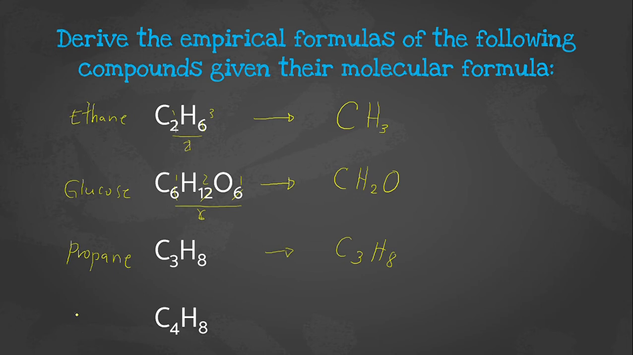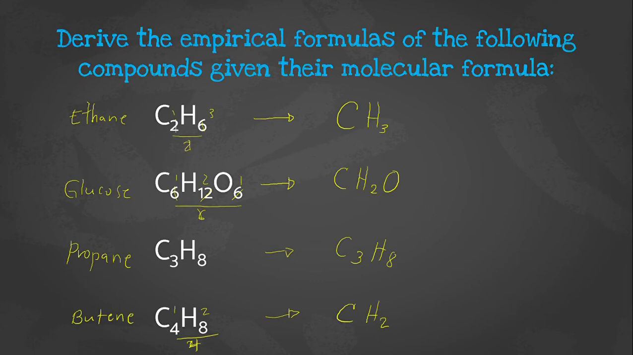H8, this is butene, or likely butene siya, or pwedeng cyclobutane. Well, hindi natin alam. Depende na lang sa kanyang structural formula. So, this one it can be divisible by 2, or 4 pala. Okay, yung lowest term na yan. So, this is 1, and this is 2. So, therefore, its empirical formula is CH2. Okay, so ganoon lang kasimple ang pagkuha ng empirical formula kung meron ka ng given na molecular formula.